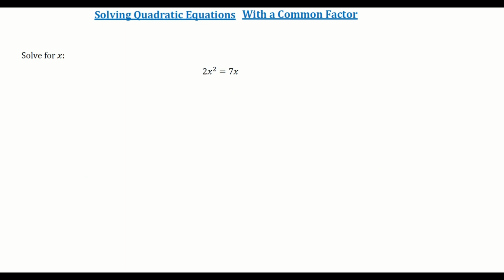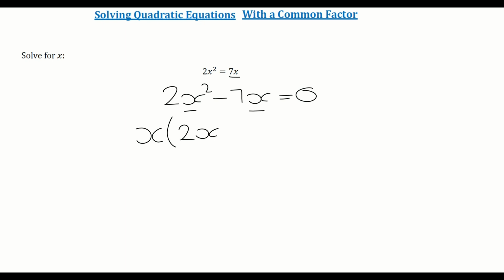Let's do another one. 2x squared is equal to 7x. On the left-hand side, we've got 2x squared. Let's move the 7x to the left by making it negative 7x. And we make the equation equal to 0. Now, let's find a common factor. We've got an x and an x, so we can take out x. Open our brackets. 2x squared divided by x gives us 2x. Negative 7x divided by x is negative 7. And we make this equal to 0.